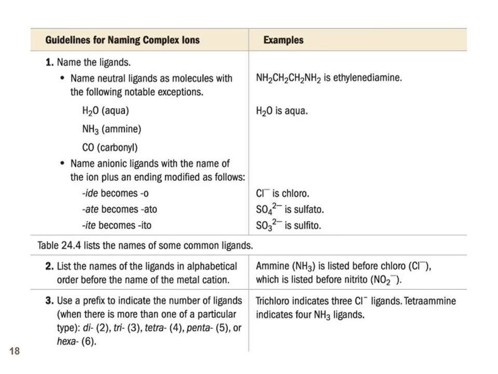So we're going to use those regular prefixes, di, tri, tetra, penta, or hexa. So trichloro means there's 3 chloride ion ligands. Tetraamine indicates 4 NH3 ligands.